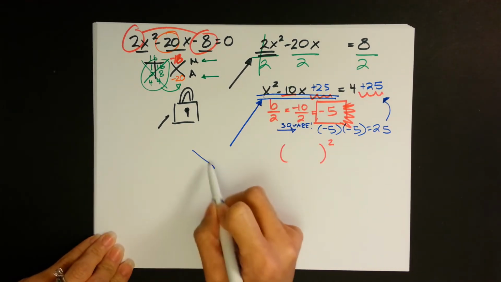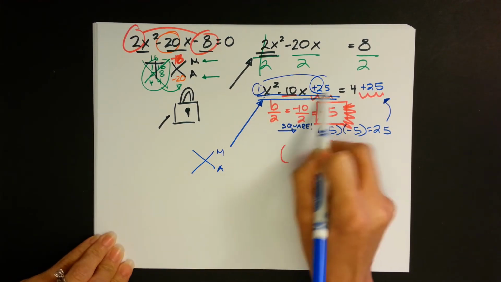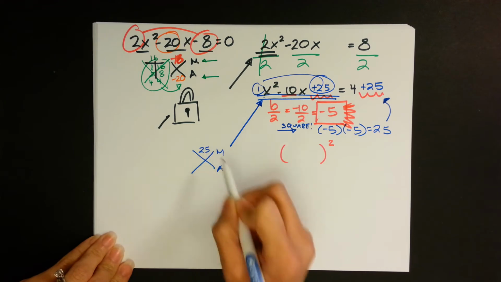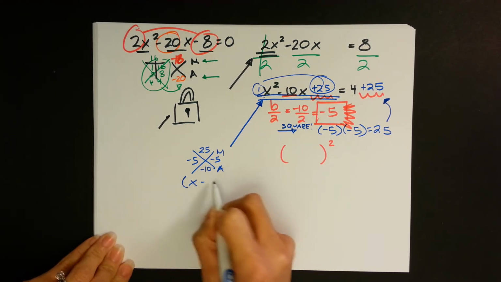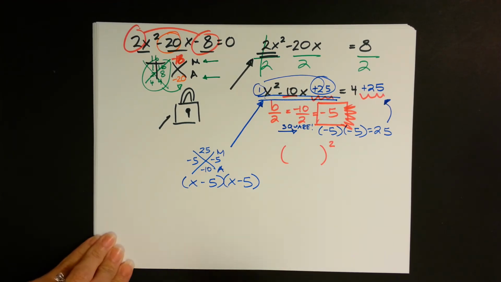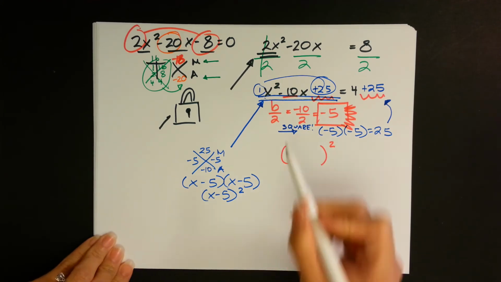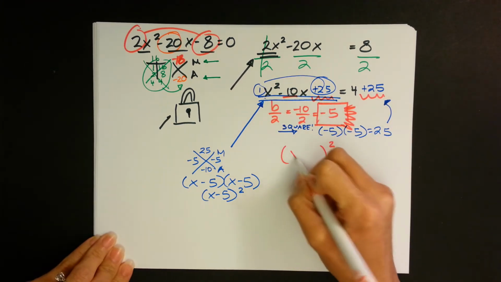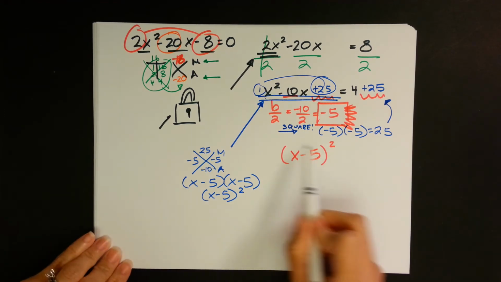Let's factor this. I know that I'm going to have to multiply to 25 and add to -10. So that's -5, -5. Well, that factors so that I have 2 factors of x minus 5. Or if I want to be more efficient, x minus 5 squared. Hey, I just factored the left-hand side into a perfect square. So again, you completed the polynomial in order to factor it into a perfect square.